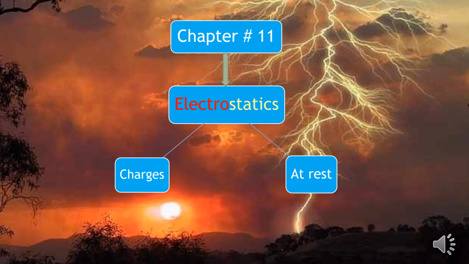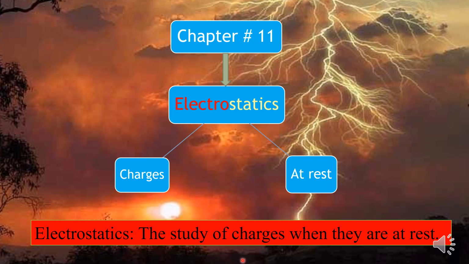Let's start chapter number 11, electrostatics. Electrostatics is a combination of two words, electro and statics. Electro means charges and static means at rest. So from here we get the definition of electrostatics: the study of charges when they are at rest. So in this chapter we will study stationary charges.